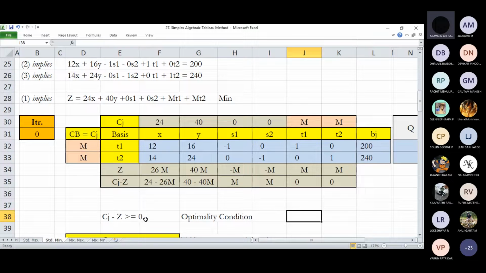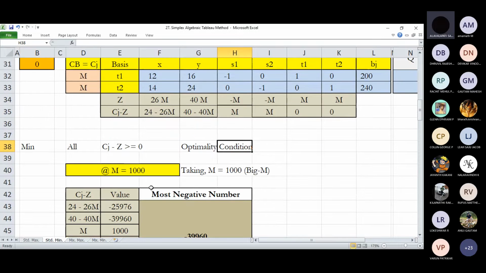In a maximization case, all Cj minus z should be less than or equal to 0, whereas in a minimization case, we'll be taking Cj minus z greater than or equal to 0, which is the optimal condition, right? Let's take a look at that. Let's come back to this quickly later.